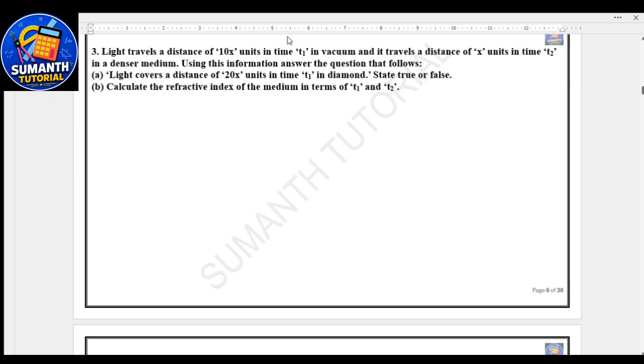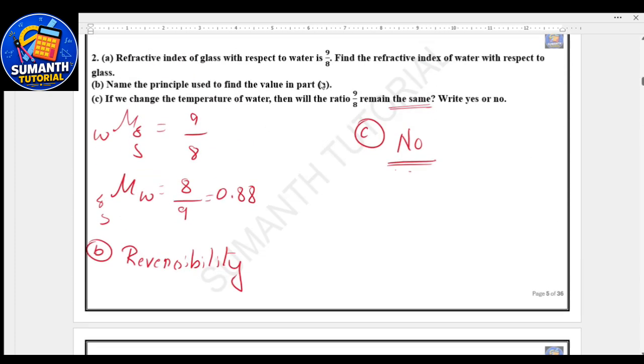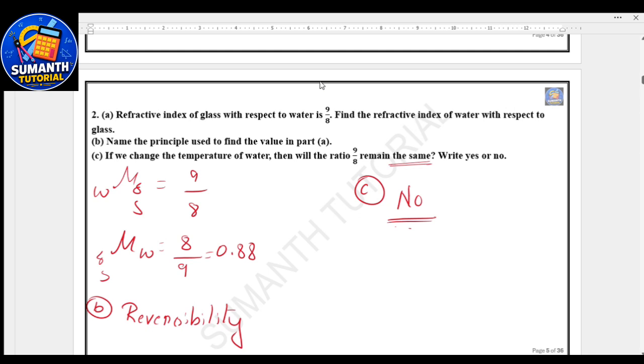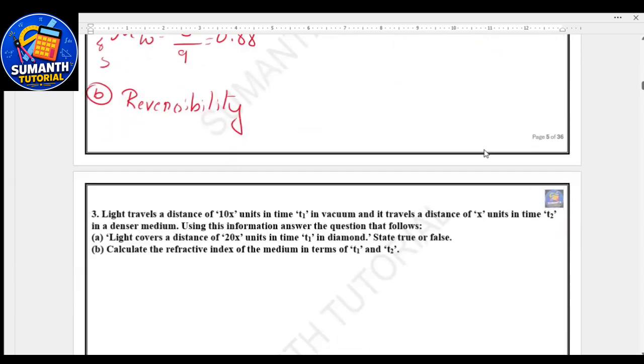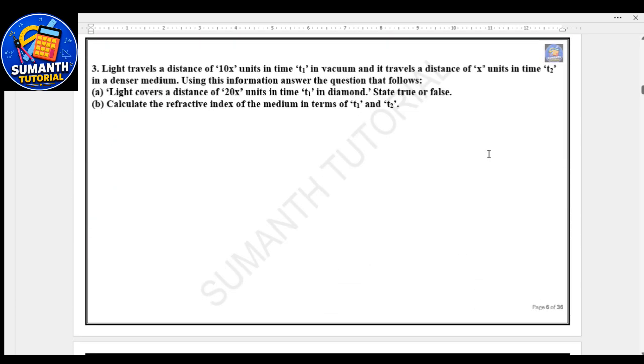See here. Oh sorry, I didn't say in which year this question was asked. This question was asked in the board examination 2024. Clear? Then we will go to the next question. See here, this question is an important one. A different one. See, it is different. I said it is not complicated.